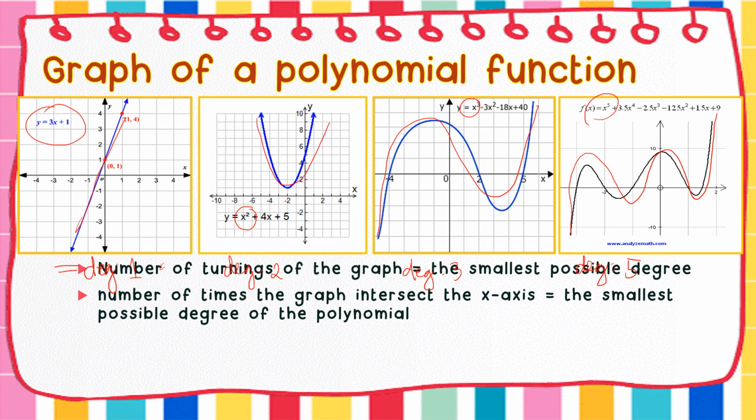The number of times the graph intersects the x-axis, yes, it also dictates the smallest possible degree. Kung ilang beses daw siyang tumama sa x-axis, ganun daw kadami, or that is the smallest possible degree. Try natin dito sa first graph.